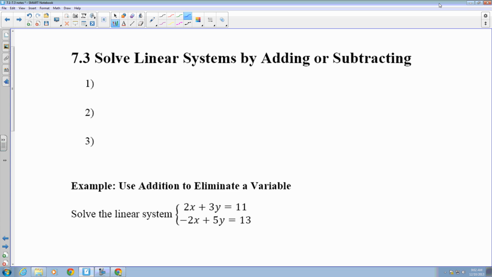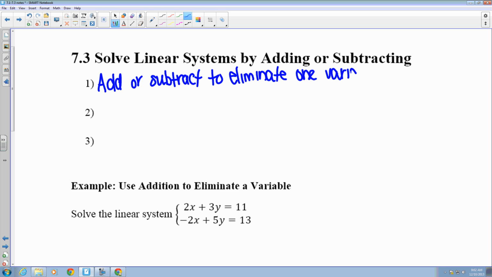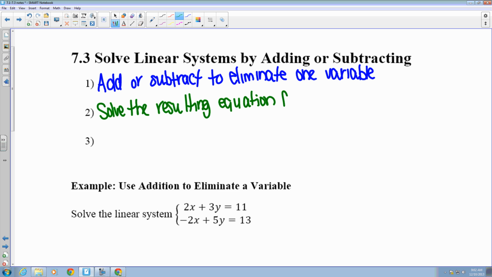Okay, section 3 is on solving systems using adding or subtracting. So what you're going to do is add or subtract, and what that's going to do is eliminate one variable. Then you're going to solve what's left. So we have one variable, solve the resulting equation for the only one that's left.